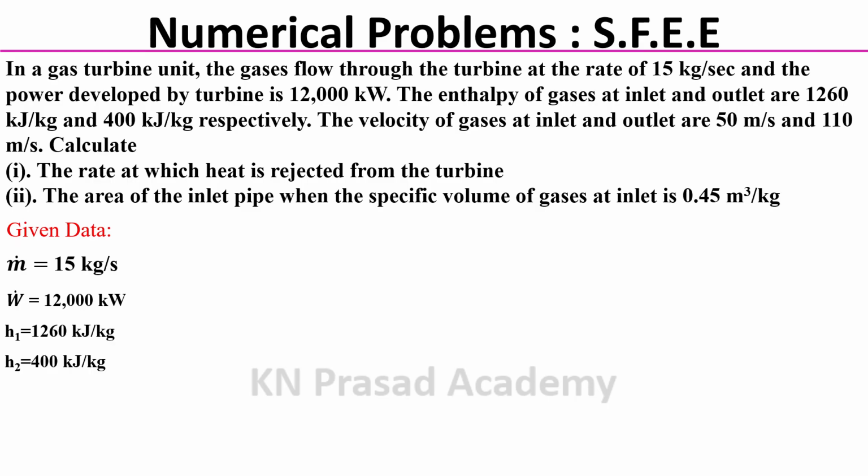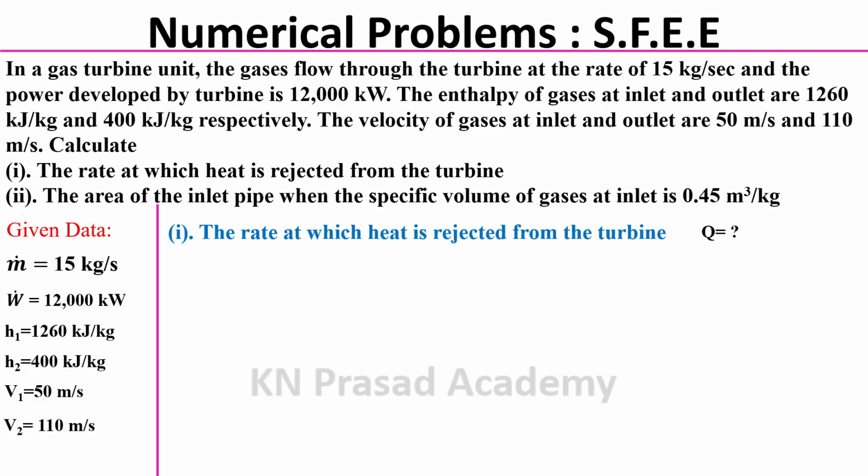The enthalpy of gases at inlet and outlet are 1260 kilojoule per kg and 400 kilojoule per kg respectively. So H1 and H2 given, H1 equal to 1260, H2 equal to 400. The velocity of gases at inlet and outlet are 50 meter per second and 110 meter per second. So V1 equal to 50 and V2 equal to 110. Then calculate the rate at which heat is rejected from the turbine. So I have to determine the heat transfer rate.